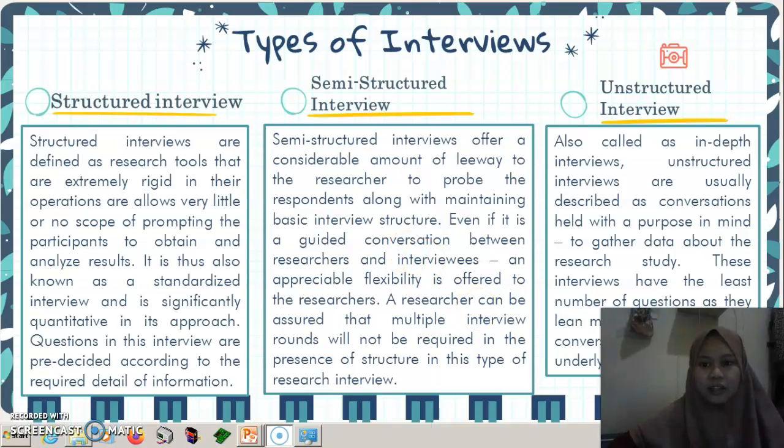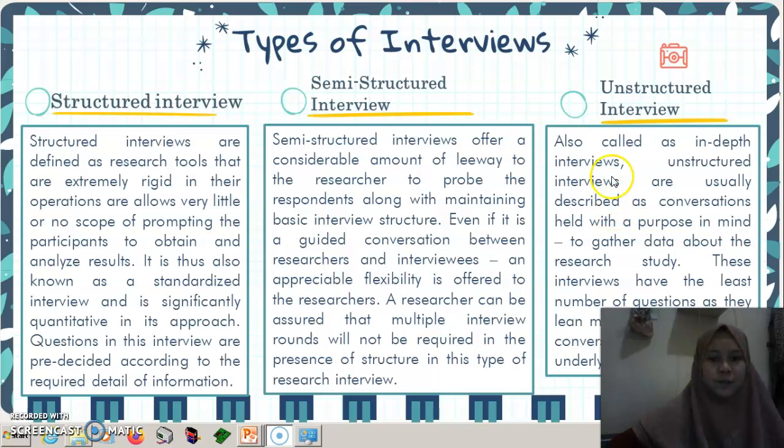And next, unstructured interview, also called in-depth interviews. Unstructured interviews are usually described as conversation held with a purpose in mind to gather data about the research study. This interview has the least number of questions as they lean more towards a normal conversation but with an underlying subject. So it is a more open interview in research.